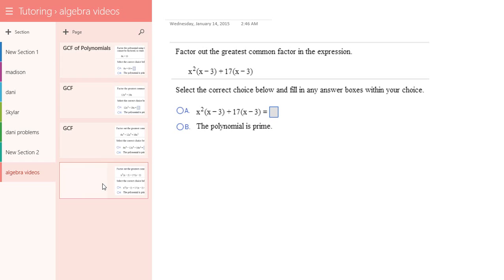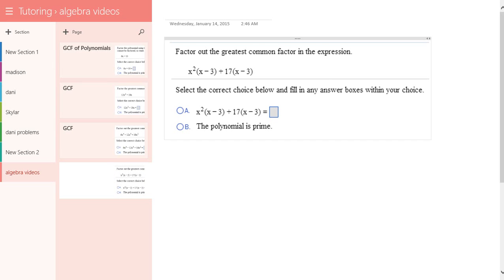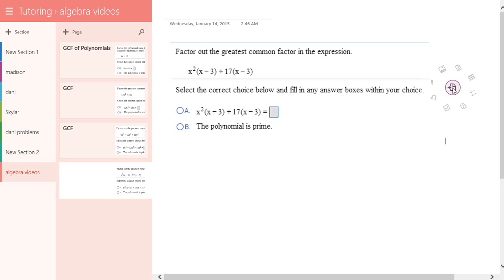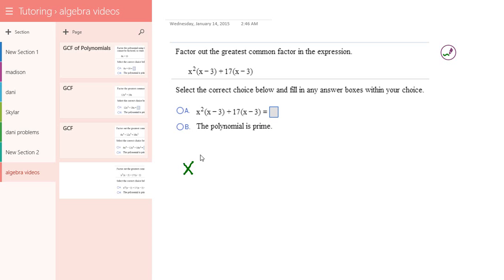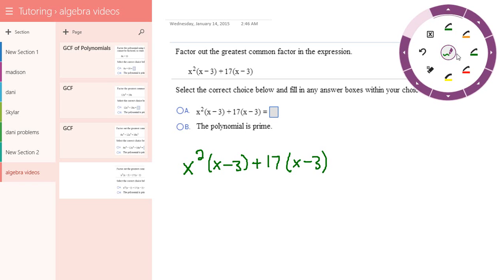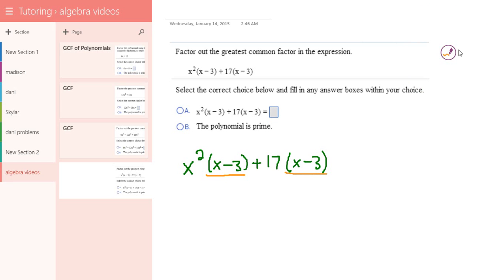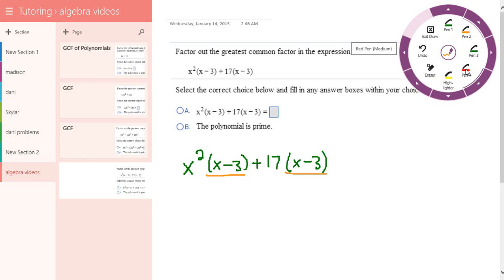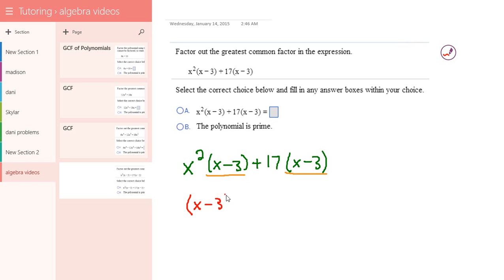Finally here, this one looks somewhat different from the other ones. This one will help us later on when we're factoring by grouping. x squared times (x minus 3) plus 17 times (x minus 3). We want to notice here that both of these terms have an x minus 3 in common. And so we will pull that out just like we pulled out the other ones. So we have x minus 3. We pull out that entire thing, and then what's left?